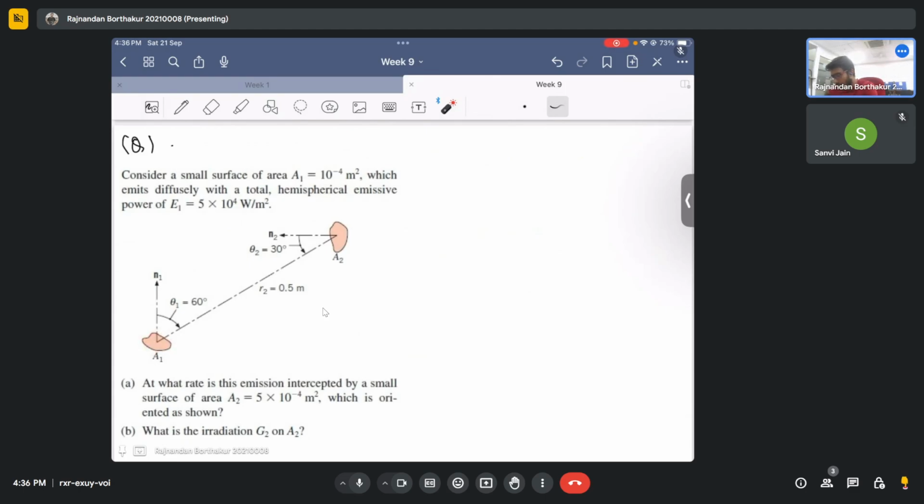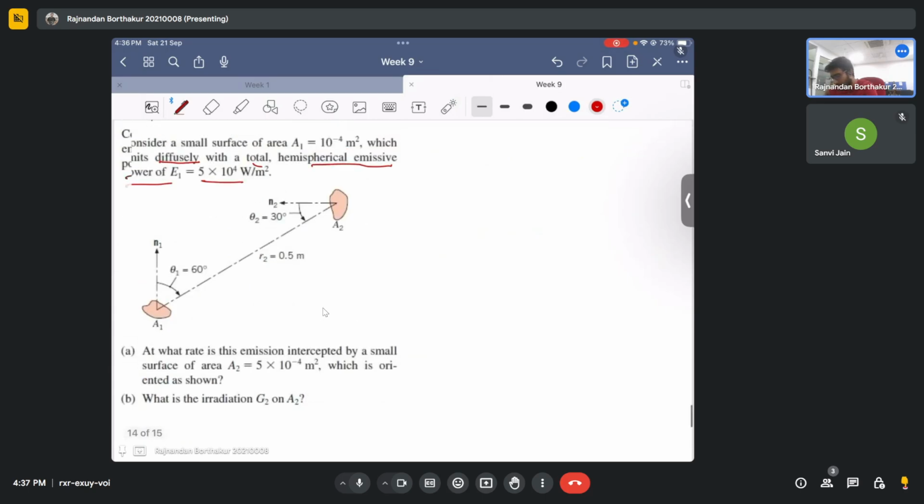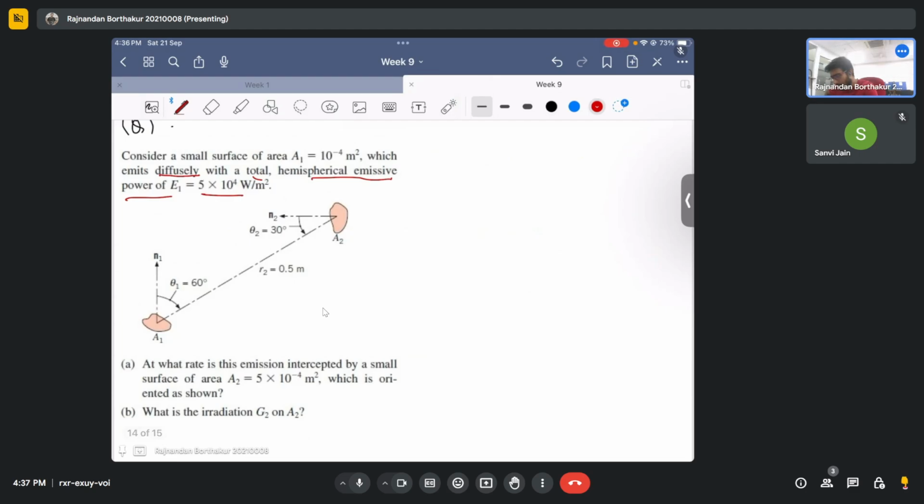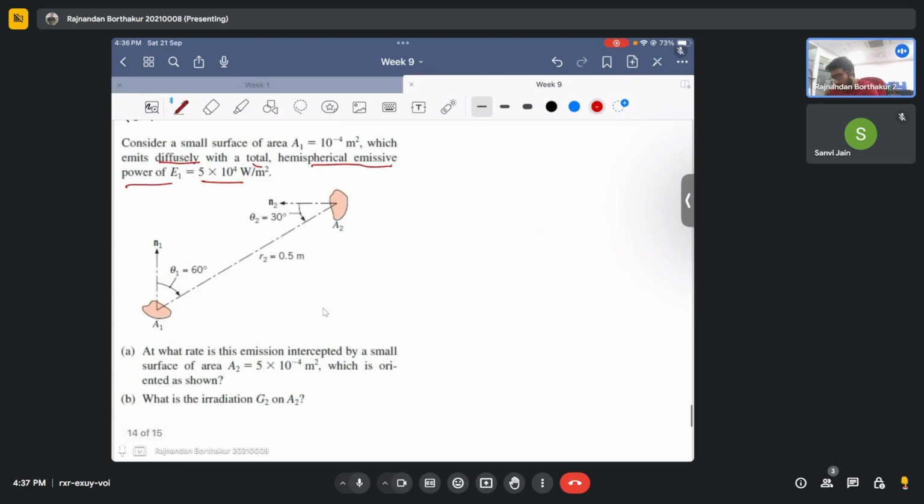Okay, so it says, consider a small surface area A1, whose area is given, which emits diffusively. So remember, it's a diffuse emitter now, which means that the emissive power is independent of the direction, and it has a total hemispherical emissive power E1 of this much. And they're asking at what rate is this emission intercepted by a small surface A2, which is oriented as shown.